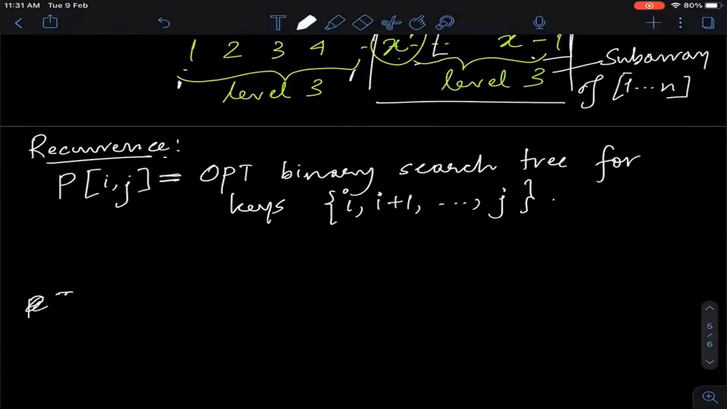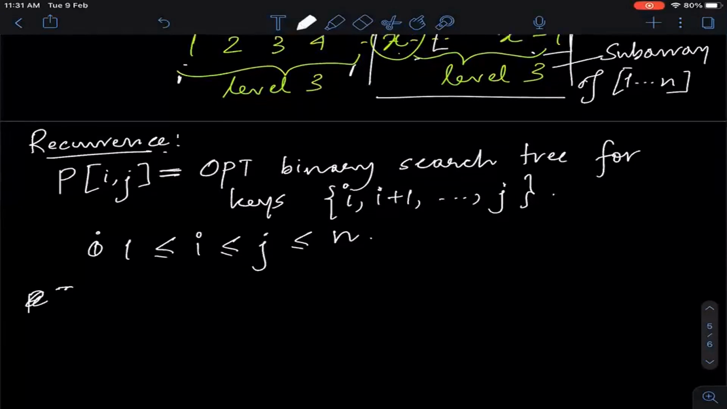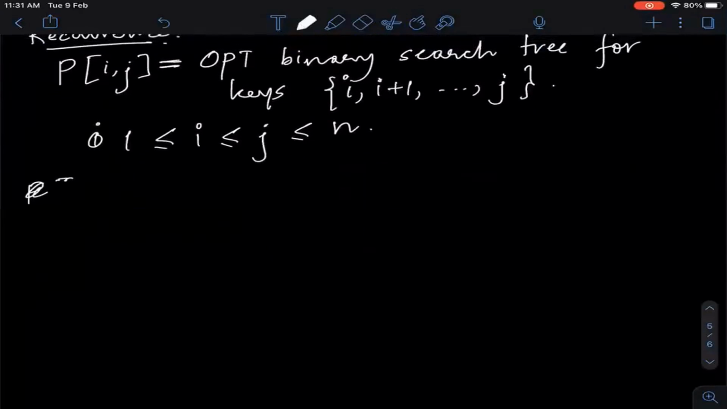So what is the range of i? Well, 1 is less than or equal to i, and this should be less than or equal to j, which is less than or equal to n. It does not make sense if j is smaller than i. Then this subproblem is a vacuous subproblem, right? You should just consider those P(i,j) to be 0. If j is smaller than i, then it's useless. Okay, good. So now, how should I write P(i,j)?